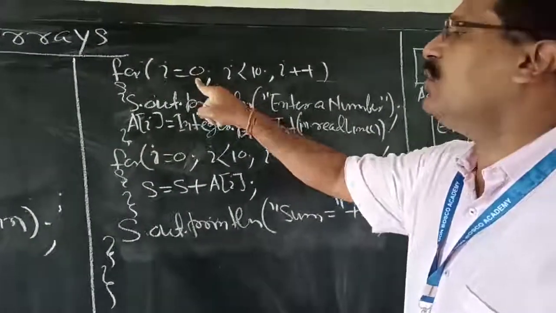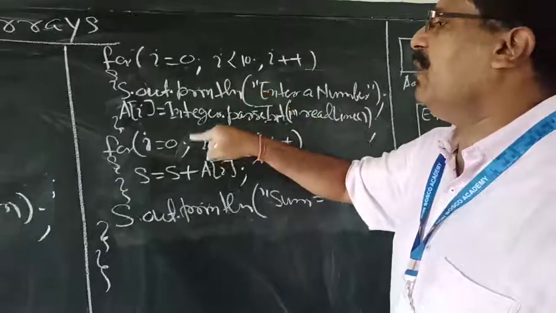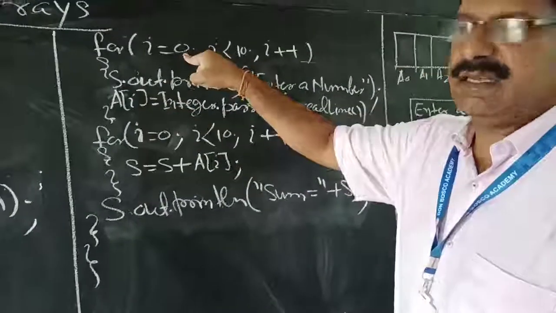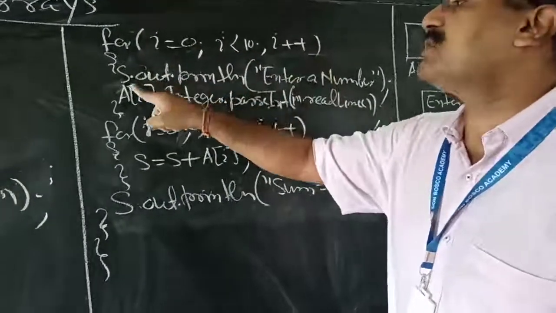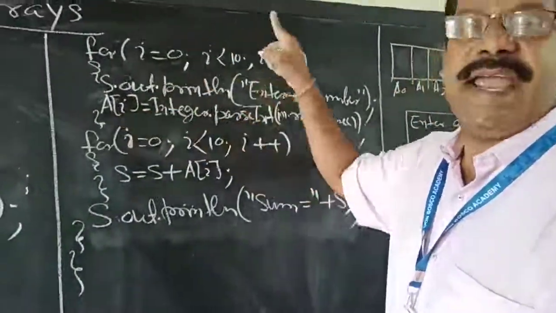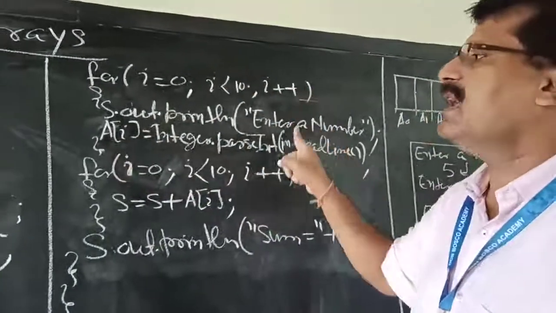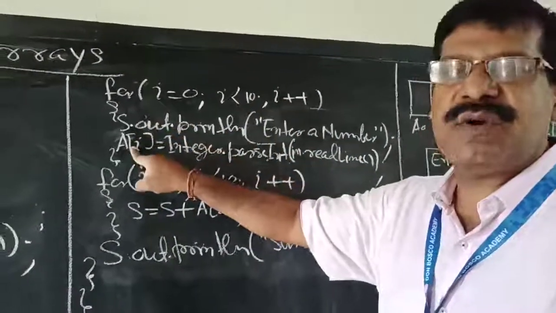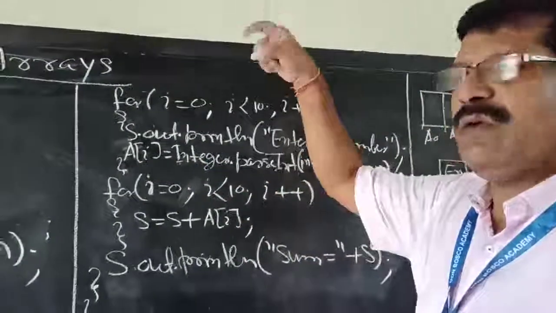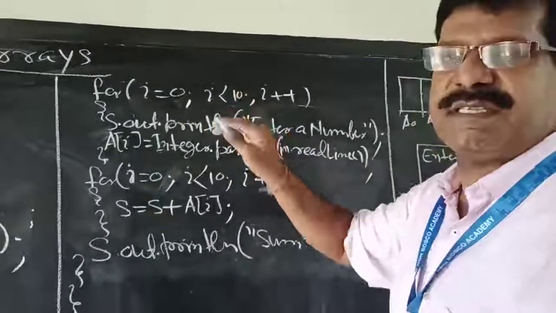So the i value is 0. So it will ask you to enter a number. You press any number, and that number will be stored at the A0 place. Next i will be 1, the number will be stored at the A1 place. Next i will be 2, the number will be stored at the A2 place. Next i will be 3, the number will be stored at the A3 place. Next i will be 4, the number will be stored at the A4 place. So one by one you go on inputting the numbers. It will accept how many numbers? 0 till 9, means 10 numbers.